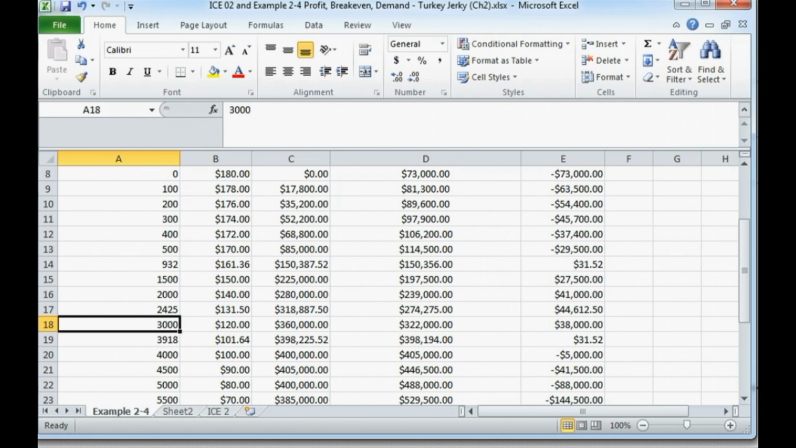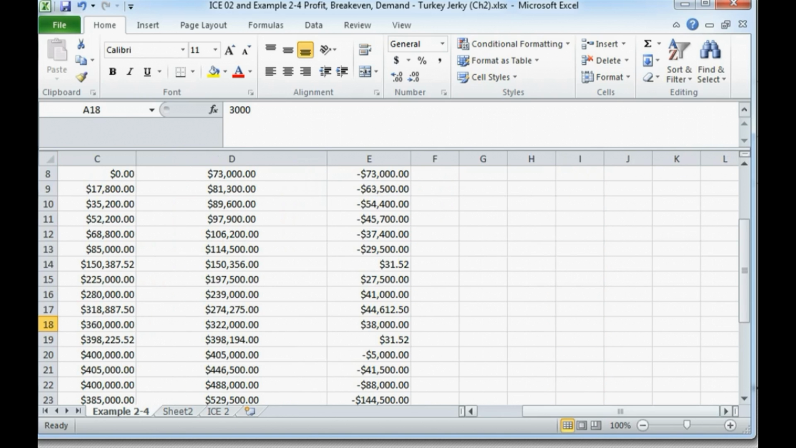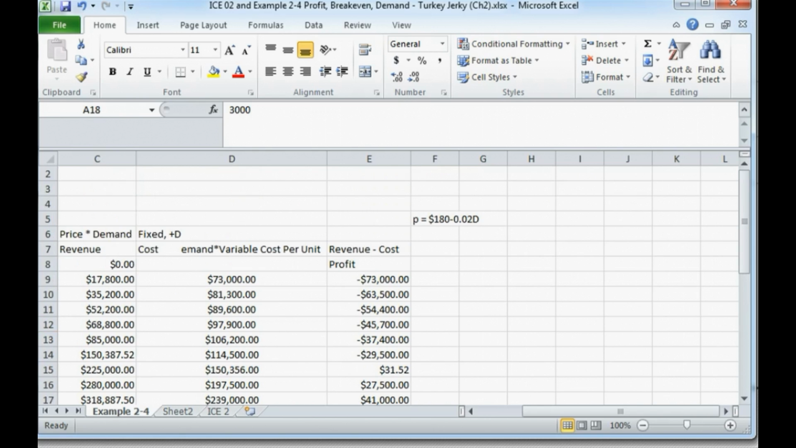And that is the same profit that we got in the paper calculations. Okay, the last thing I want to show you is that we can create a graph of all of these. That we did the sketch by hand. We can have the Excel make a pretty nice looking graph.